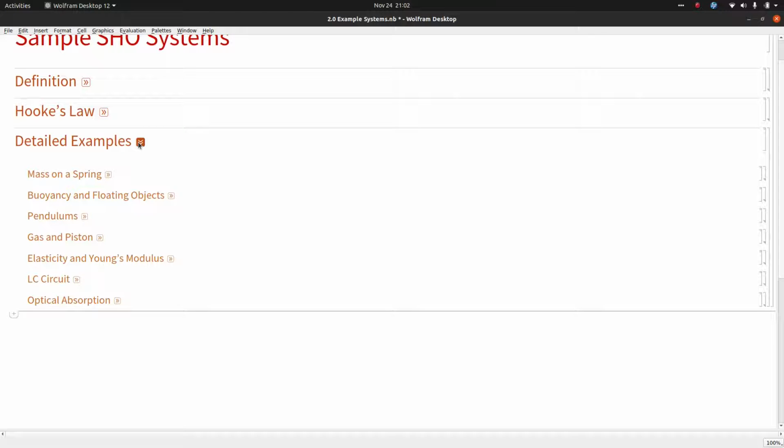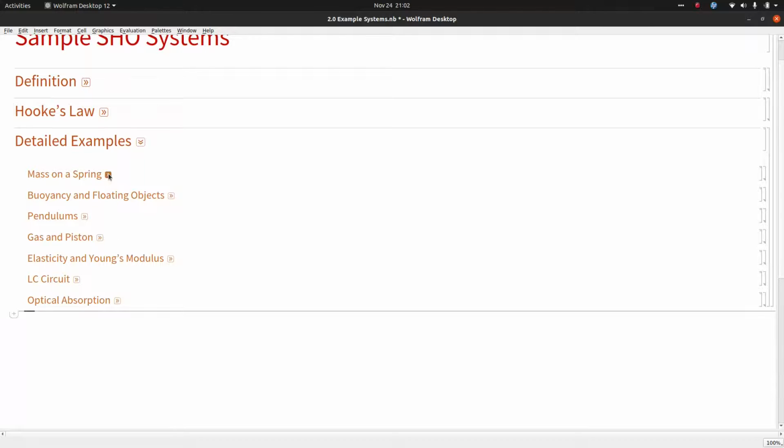simple harmonic motion. We will look at the elasticity of a material that, when you strike it, will vibrate back and forth in simple harmonic motion. We'll also look at an LC circuit, which is an inductor and a capacitor in series. And we'll see how that undergoes simple harmonic motion. And finally, we'll look at optical absorption, which can be described almost by treating the electrons kind of like masses on a spring.